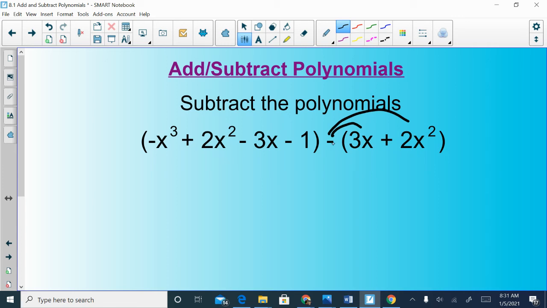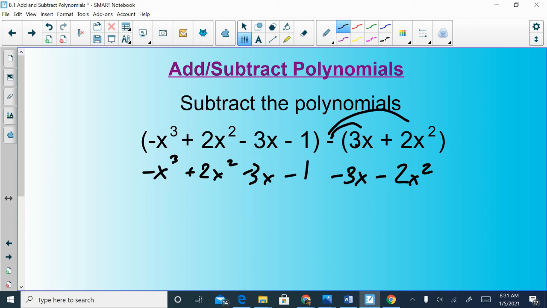Okay? When you're subtracting, distribute the negative to everything in the parentheses behind it. This is the thing that's being subtracted. So it's actually going to be minus 3x and minus 2x squared. You see that? I took this negative and I applied it to the 3x, making it negative 3x, and I applied it to the positive 2x, making it negative 2x squared. This one didn't have a negative sign in front of it, so I don't need to distribute any negative to it because it didn't have one. This one here, I can just get rid of the parentheses.